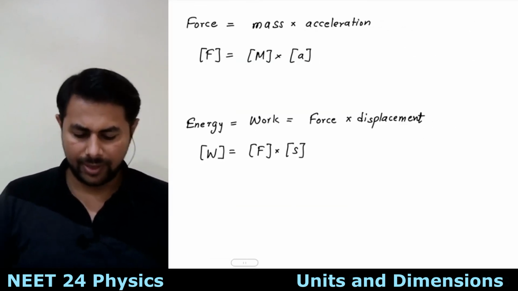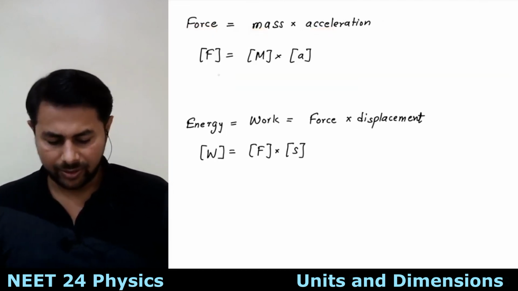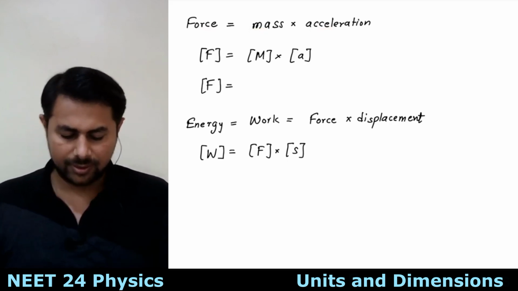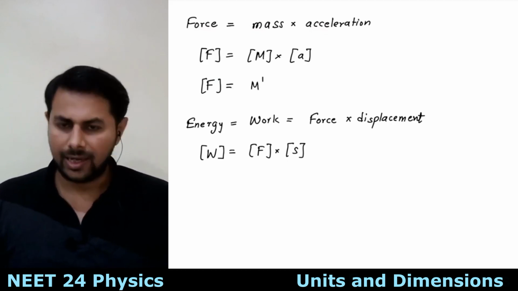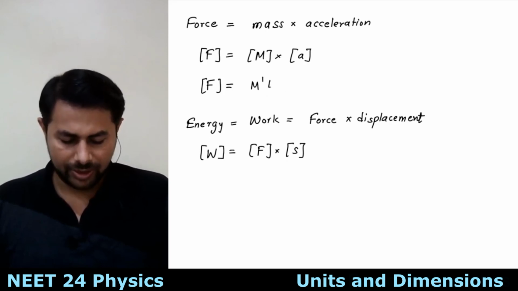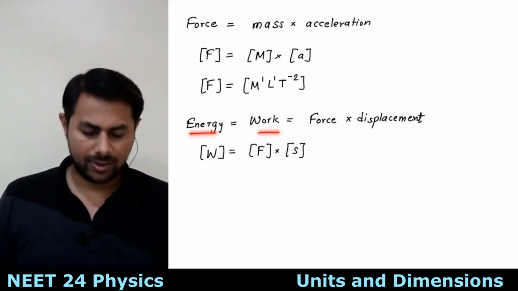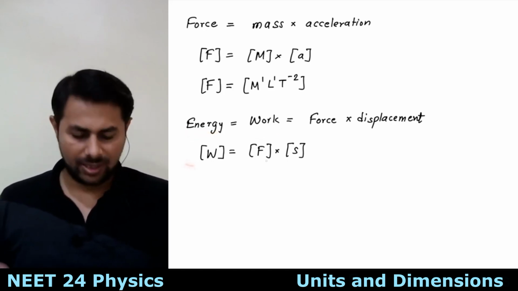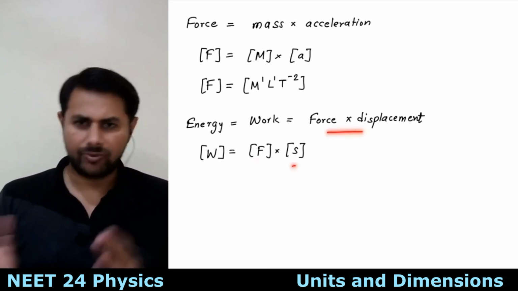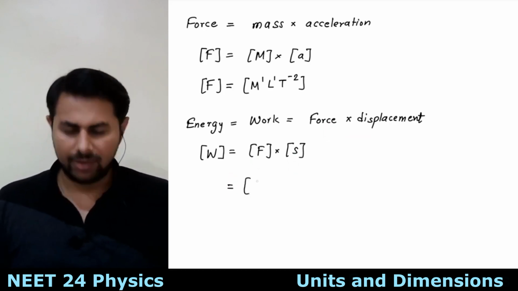Next is force. We know the formula of force is mass times acceleration. So what are the dimensions of force? The dimension of mass is m1, then the dimensions of acceleration we just found, L1 t raised to minus 2. So these are the dimensions of force. And then you have energy or work, right? Work and energy are the same thing. The dimensions of that are the dimensions of force times displacement, because work done is force into displacement. So you have the dimensions of force already, m1 L1 t minus 2.